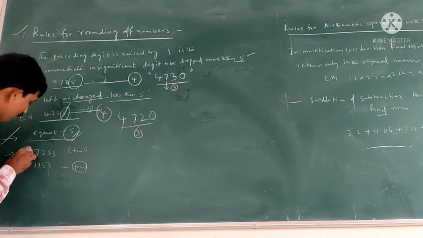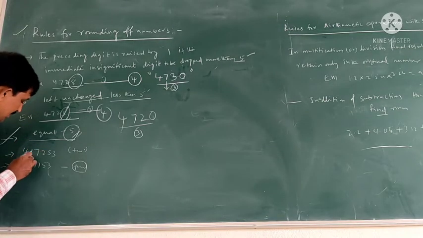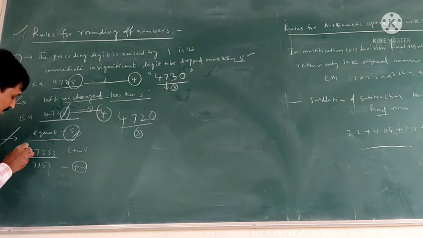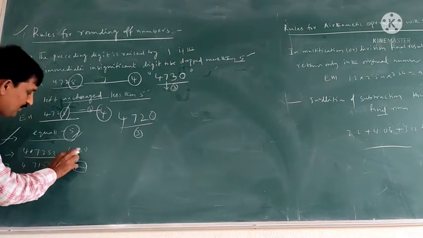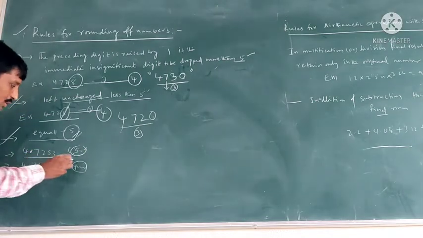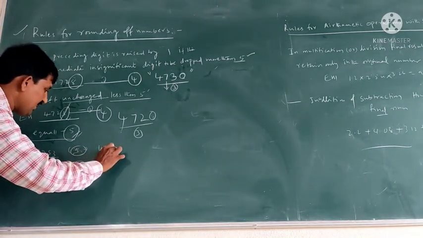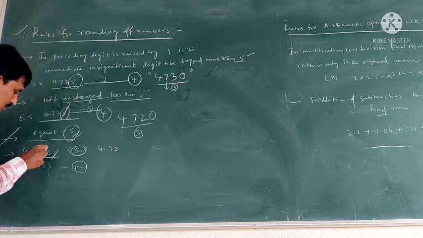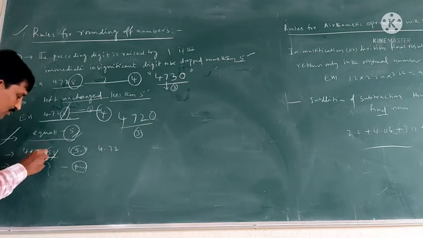For example, if you take 4.7253, how many significant digits are there? 1, 2, 3, 4, 5. Actually 5 significant digits are there. Rounding to 3, we get 4.72, three digits. That's why you are removing 5.